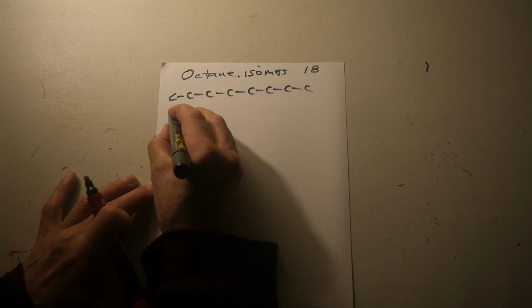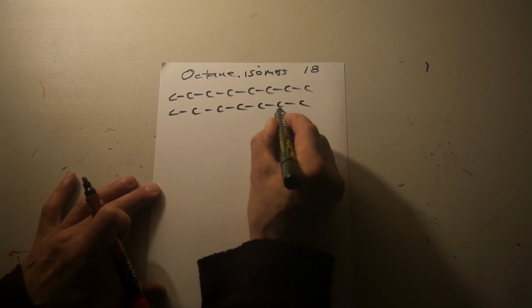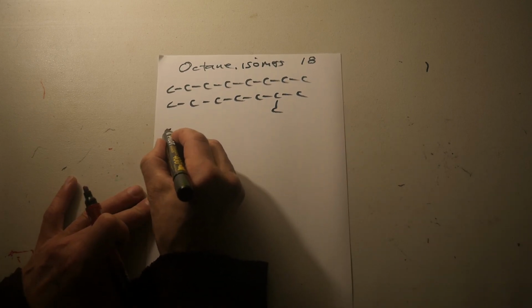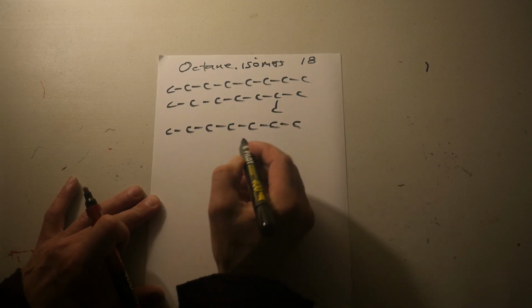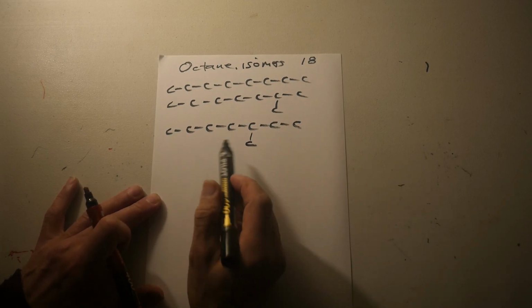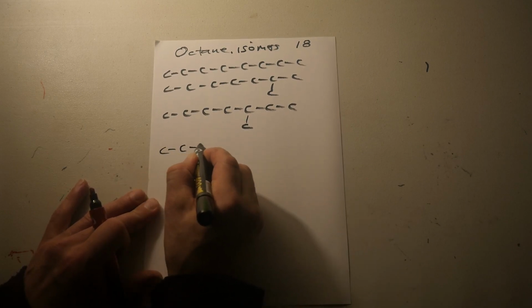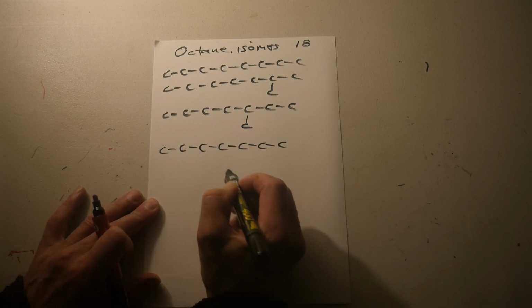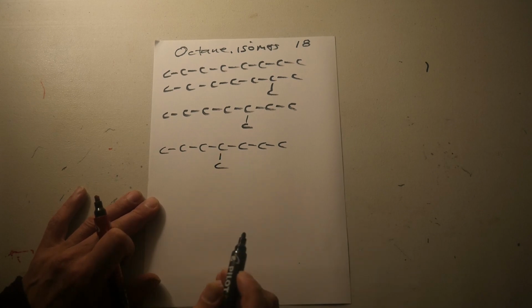Next one is 1, 2, 3, 4, 5, 6, 7, with one off number 2. Then 1, 2, 3, 4, 5, 6, 7, that's 7 in a row, with one off number 3. Then 1, 2, 3, 4, 5, 6, 7, with one off number 4.